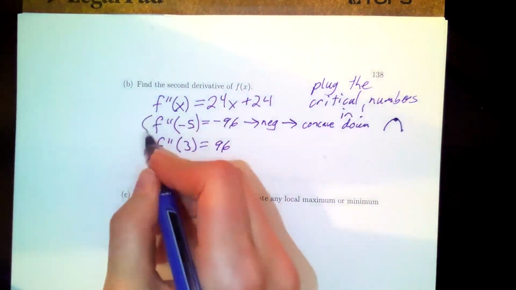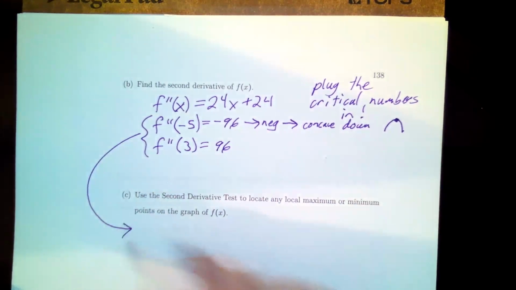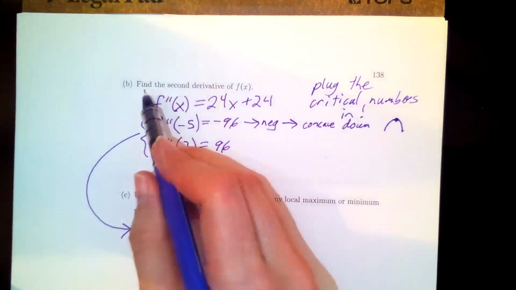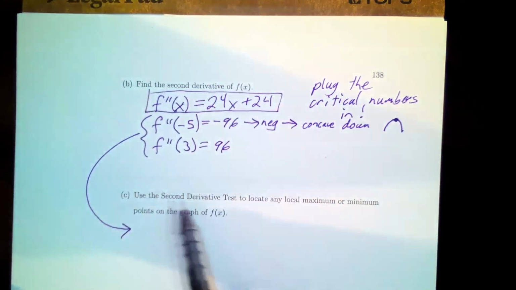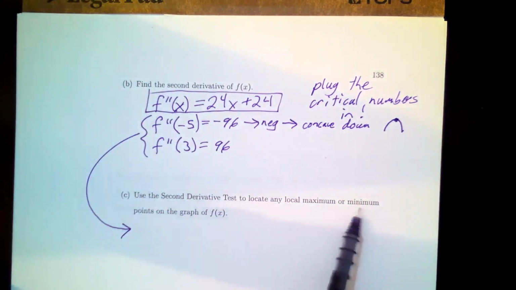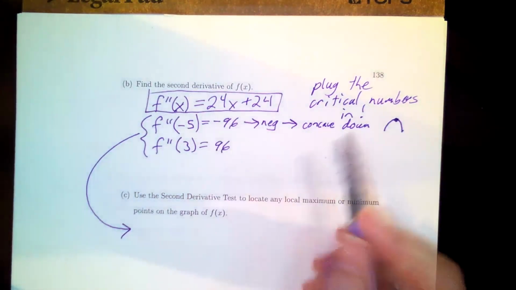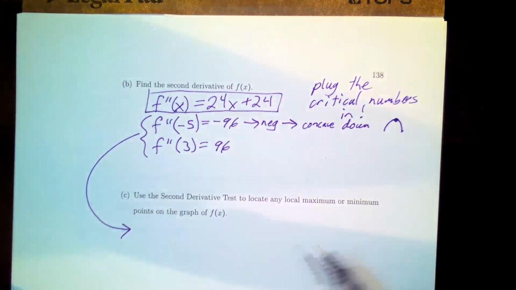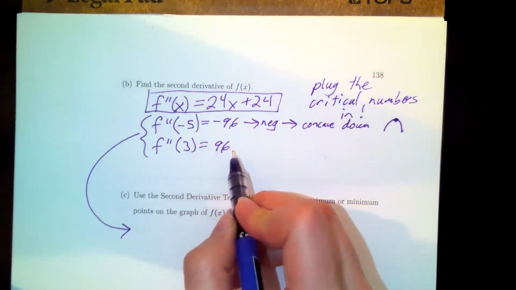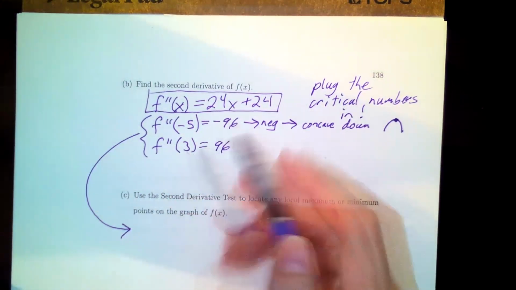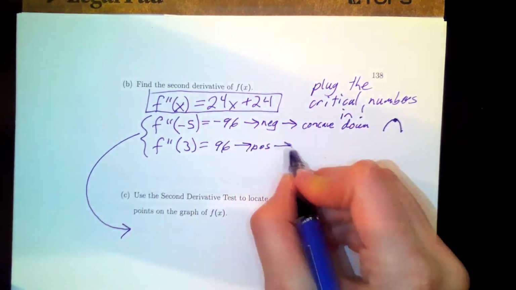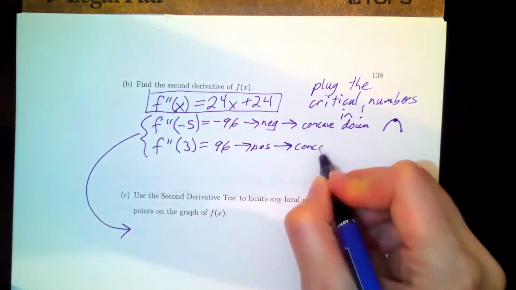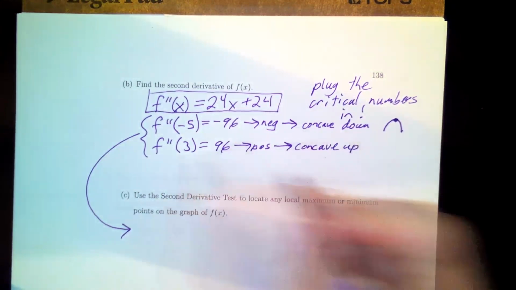If you relocate this down here, this is where it's appropriately asking this. Part B said find the second derivative, and then use the second derivative test to locate any local maxes and mins. That's what we're doing here. We're taking our critical numbers and plugging them into this. So similarly, if I plug in my critical number 3, I get a positive result from the second derivative. This is telling me that my function is concave up at that critical number of 3.